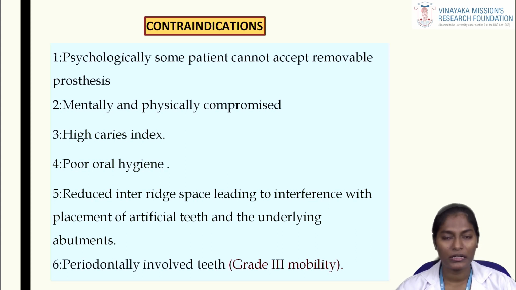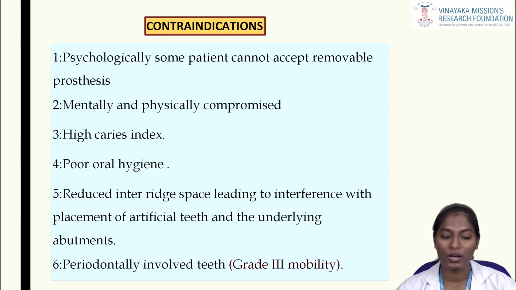Psychologically, some patients cannot accept the removable prosthesis, and also mentally handicapped patients who cannot maintain the overdentures. Patients with high caries susceptibility. Since we are going to retain a few natural teeth, the caries susceptibility should be nil. If the teeth are attacked by caries, there is a high chance of failure of our therapy. So caries susceptibility should not be accepted under any circumstances for overdenture therapy.